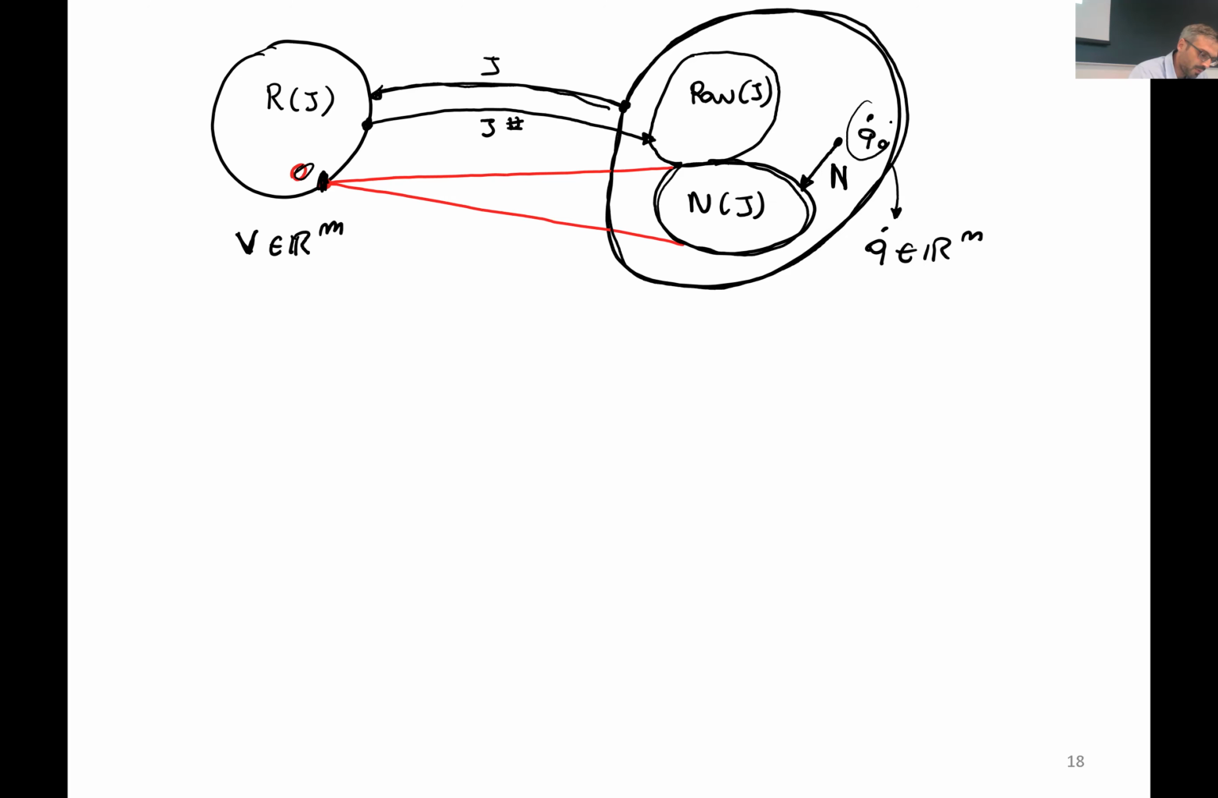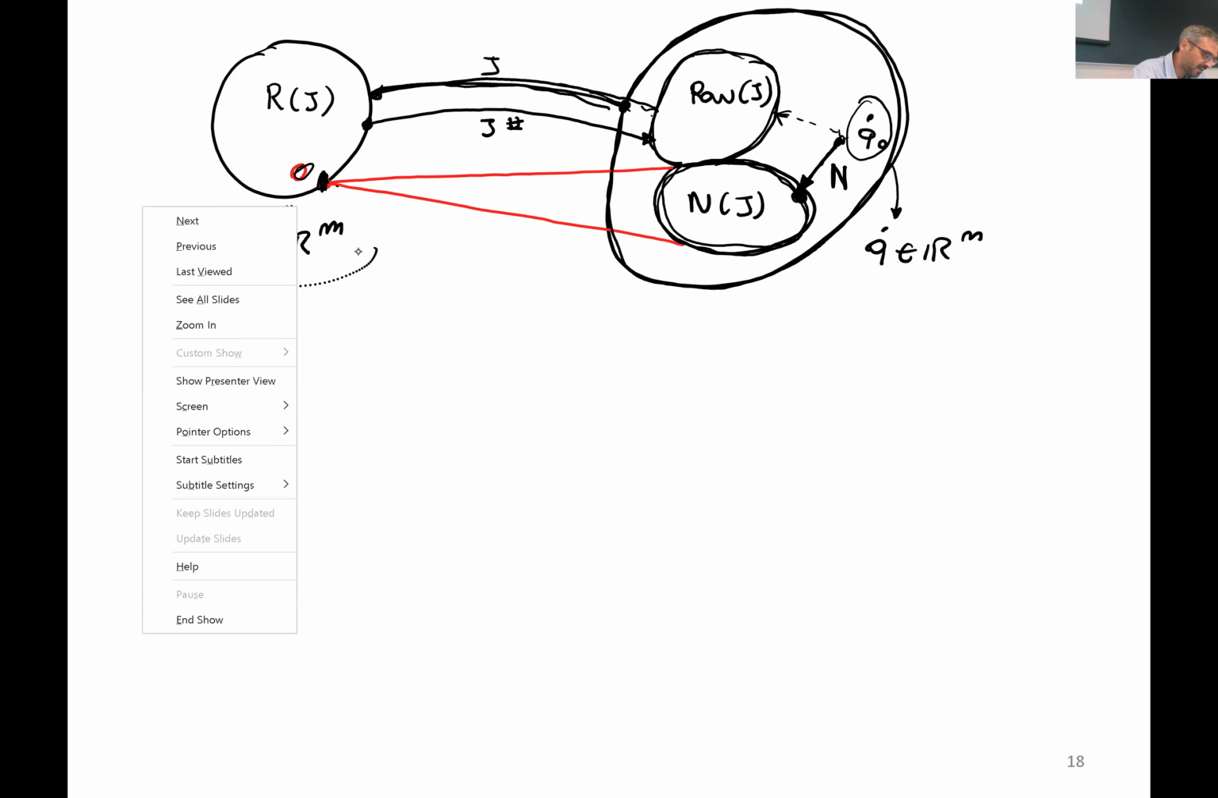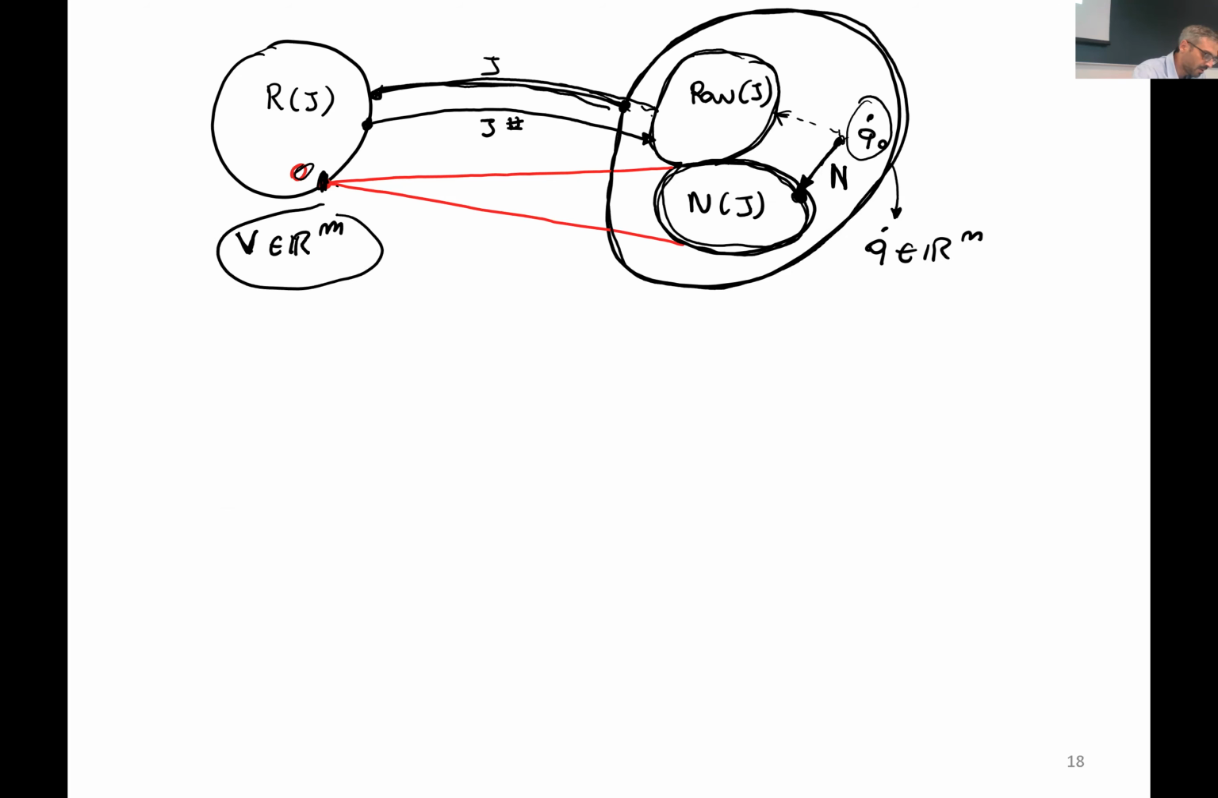If we have a secondary task, Q dot 0, that will have, let's say, two components, one in the row space and one in the null space. If we multiply by the null space projector, this will be in this set, and so will have no influence. While if it is in this set, this will, through J, go into the range space, and so affect V.